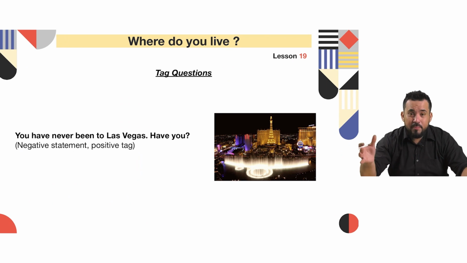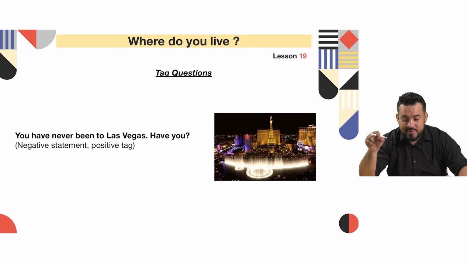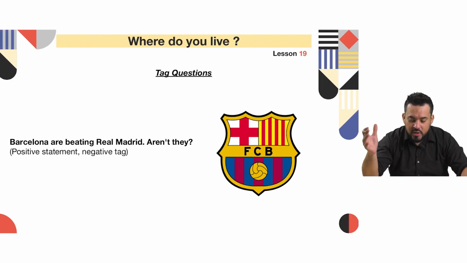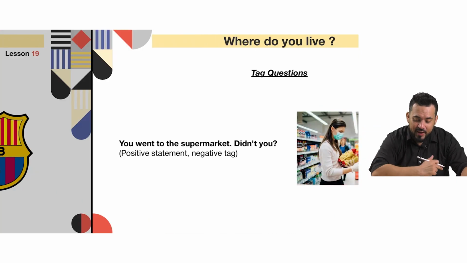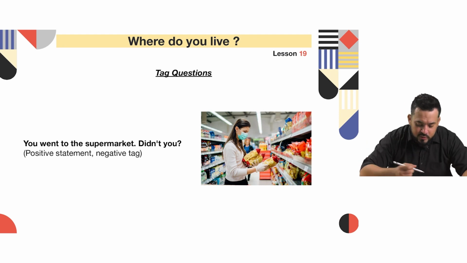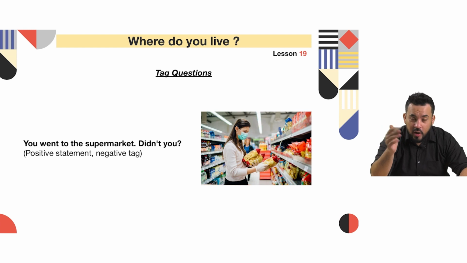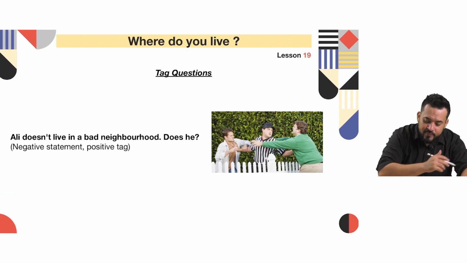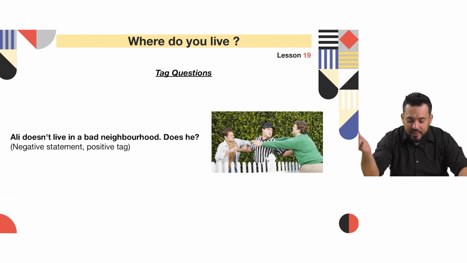You have never been to Las Vegas, have you? Negative statement, positive tag. Barcelona are beating Real Madrid, aren't they? Positive statement, negative tag. Of course, Barcelona is way better than Real Madrid. Everybody knows that. You went to the supermarket, didn't you? Positive statement, negative tag.